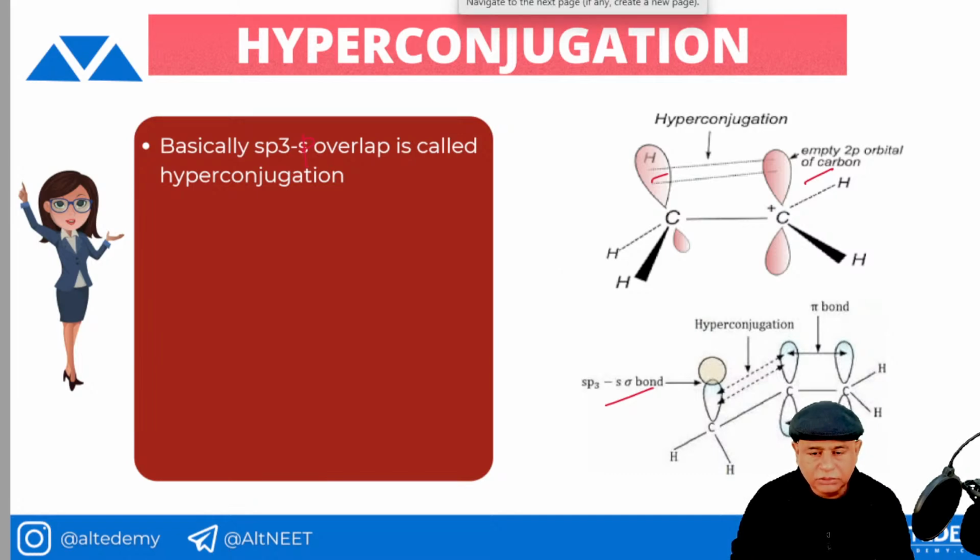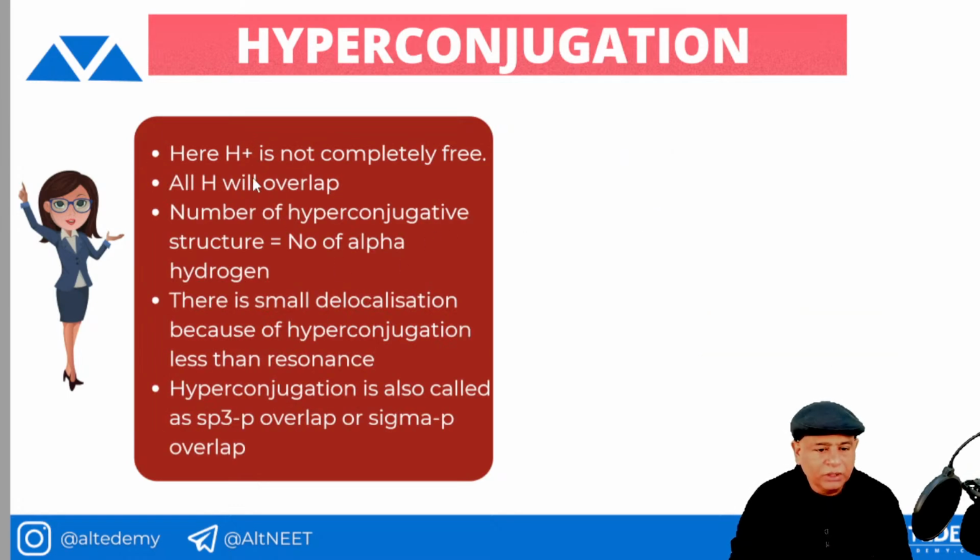I hope with these diagrams the matter is very clear, what basically we intend to do. As I was telling repeatedly, I have written it also. Here H plus is not completely free. All H will overlap. Which H? Alpha H. The number of hyperconjugative structures is equal to the number of alpha hydrogens. As many alpha hydrogens as are present, that many hyperconjugations will be there. There is a small delocalization because of hyperconjugation, less than resonance. We should understand it very clearly.